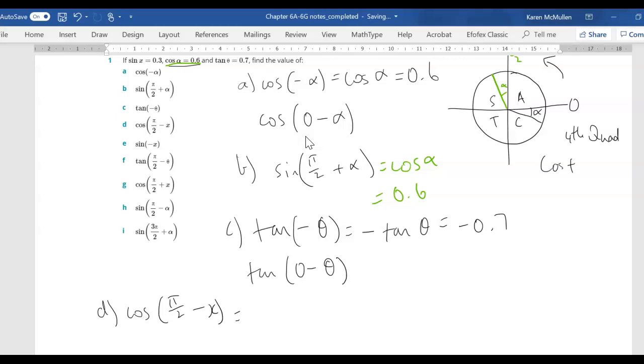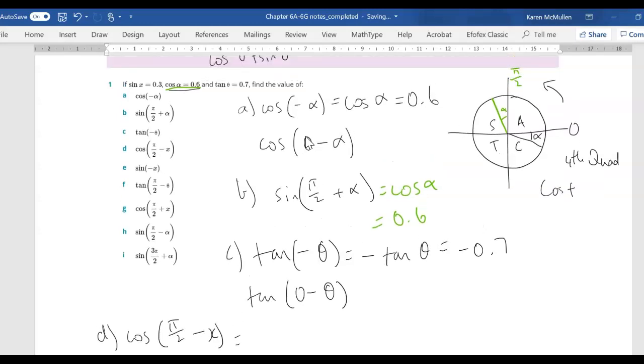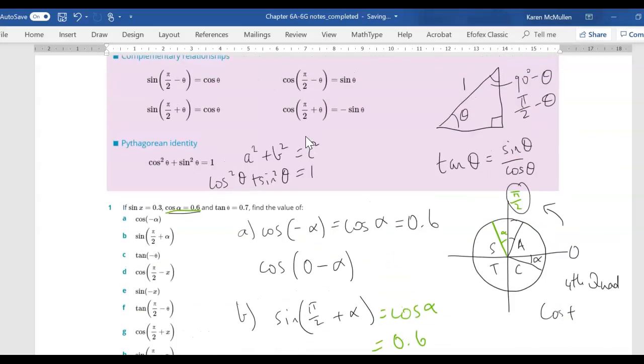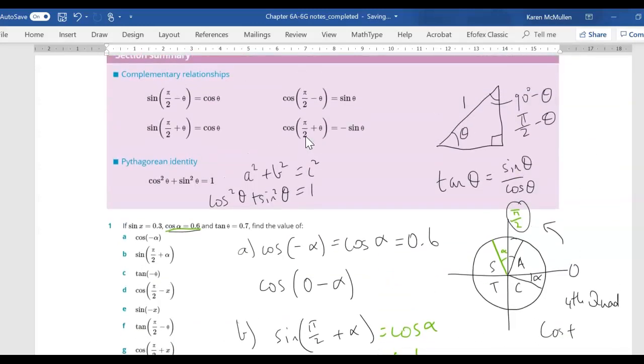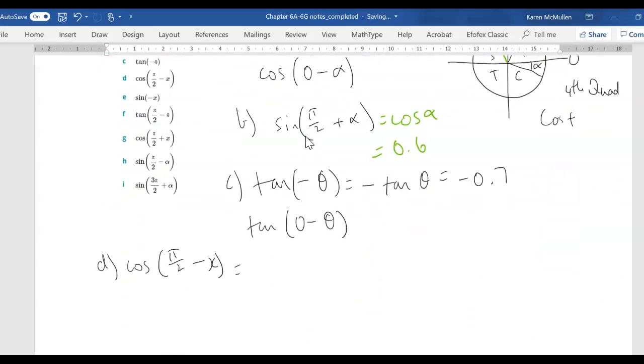So this time we're in the first quadrant, so pi on 2 is here. Remember we go in an anti-clockwise direction, so if we've got minus x, we're here. And let's just look at our complementary angles. So cos of pi on 2 minus theta is the same as sine theta. So in this case, sine x.